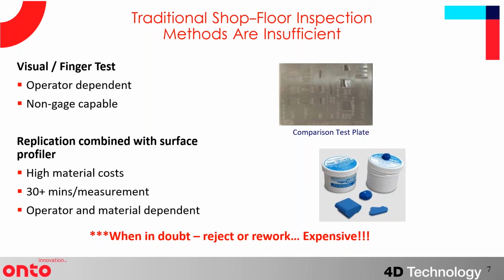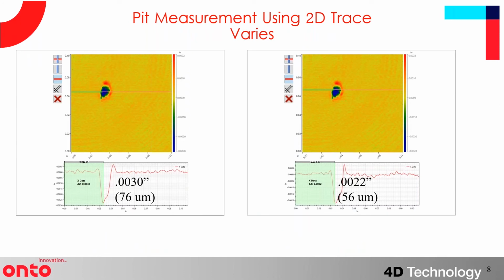The next level of sophistication involves replication, often using a rubber type material, and then looking at that on either a surface profiler or a shadow graph. Here you wind up with high material costs. The replication materials are not cheap. It takes time to apply the material, allow it to dry, do the measurement, and you still wind up with a lot of operator variability and even material dependence. If the replication material didn't really get all the way into a scratch or a defect, it's not going to give you accurate results.